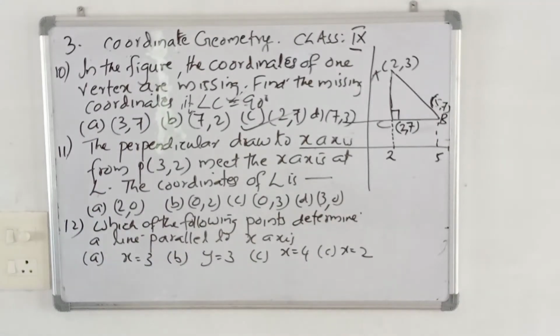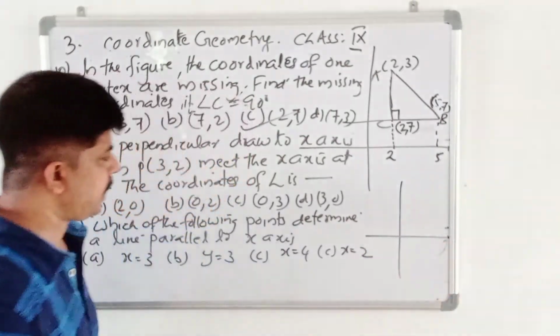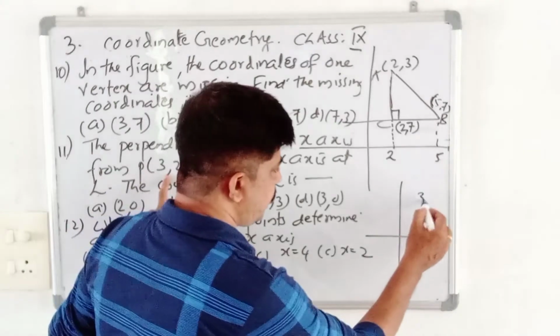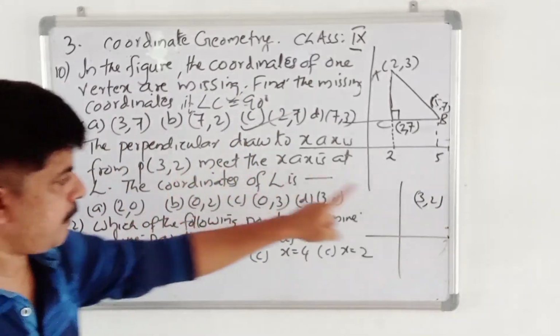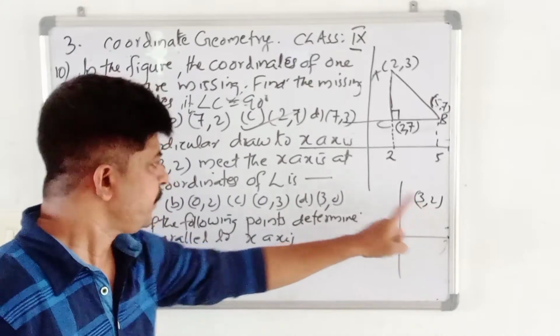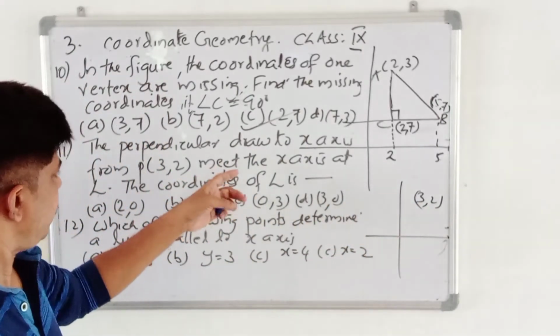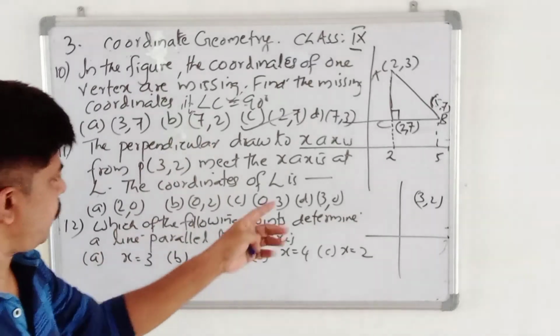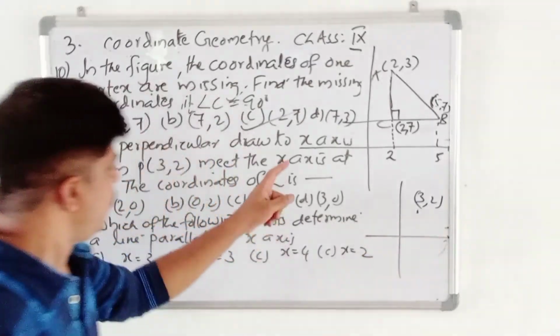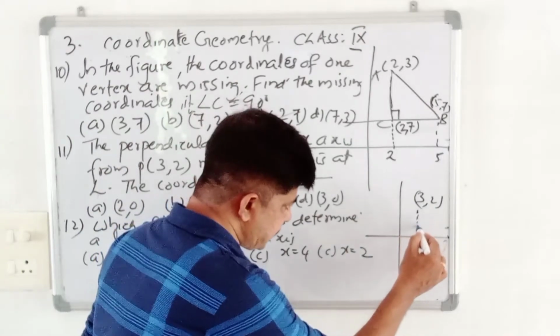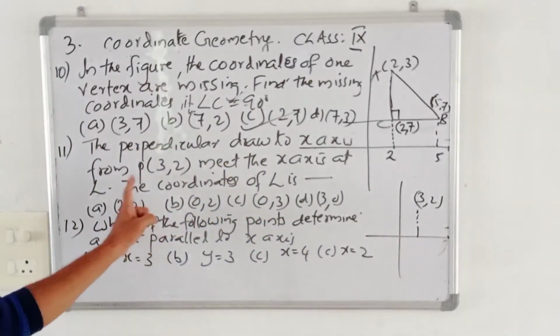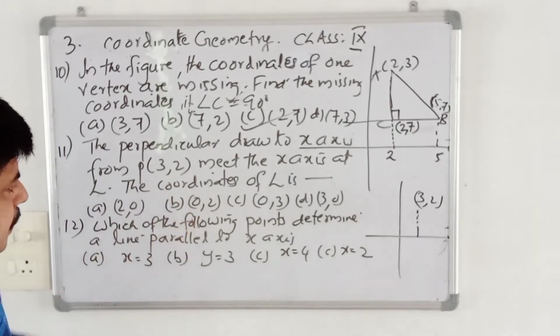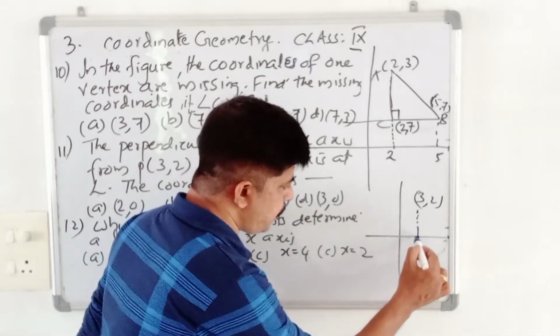Okay, now we are moving to the next question. The perpendicular drawn to the x-axis from P(3, 2) meets the x-axis at L. What is the coordinate of L? We are given a point P(3, 2). Definitely this is lying in the first quadrant because both x and y are positive. Now when we draw a perpendicular to the x-axis, it meets the x-axis at L, at this point of intersection.